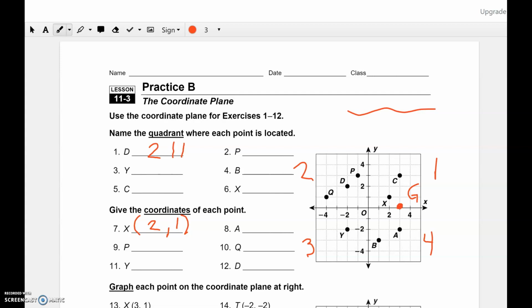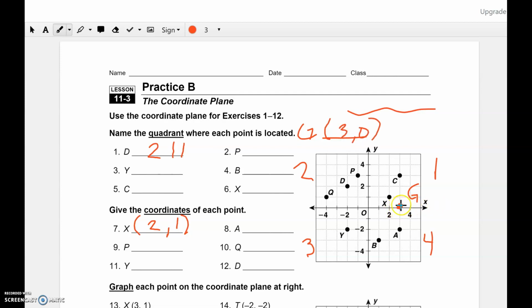So point G, okay, start at the origin. Slide to positive 3 and don't go up or down. So it would be 3, 0. So I can find that point. Now what quadrant is that in?